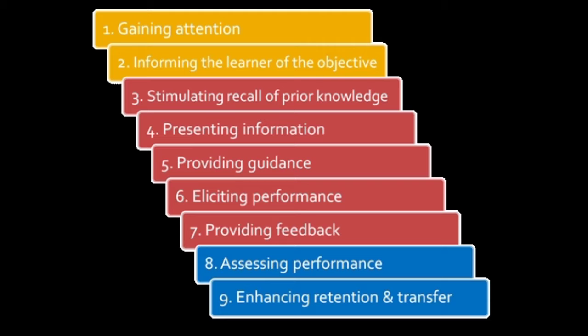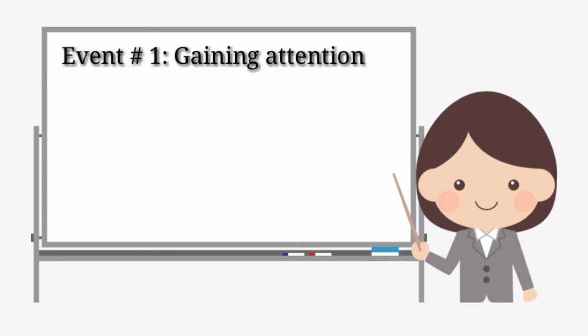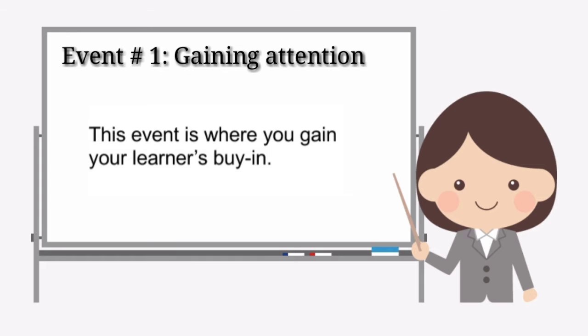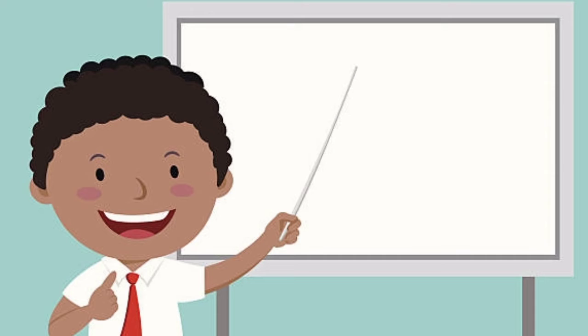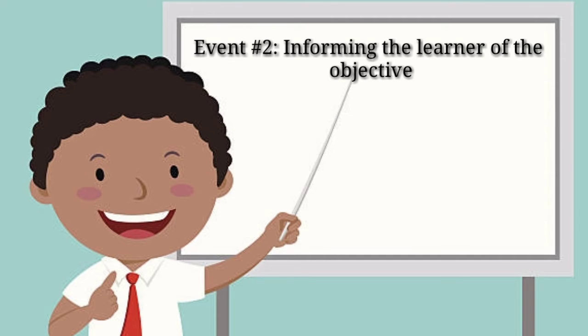To start with the first event of learning, which is gaining attention. This event is where you gain your learners' buy-in. But be smart about it. If your learner is already engaged, confirm or reinforce buy-in and move on to the next step. A few tricks to set the mood include establishing a student-to-student exercise, an eye-catching visual stimulus, and asking a question they don't expect.